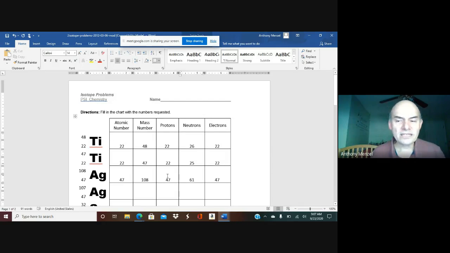And in this way, we can continue to analyze all of the isotopes that are listed on this chart, and therefore analyze the information provided to us in this form of isotope notation.